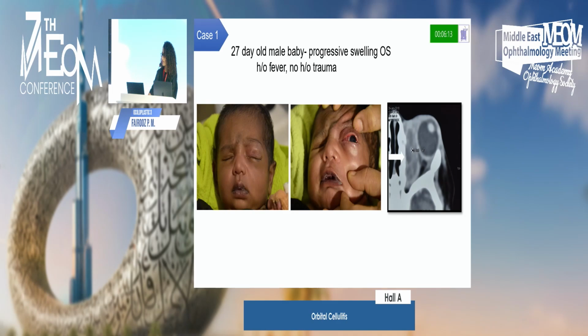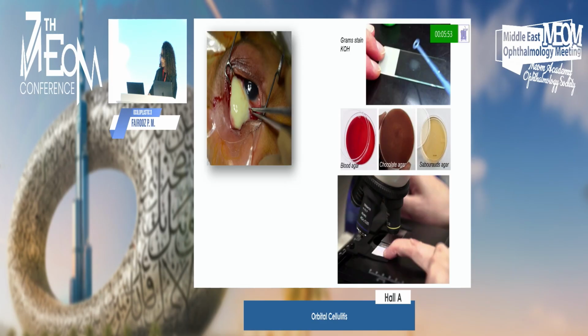This is a 27-day-old male baby, progressive swelling of the left eye, history of fever, no history of trauma. Now, what do you do? Of course, we go and do the imaging. As you can see in the imaging, in the medial aspect of the orbit, you can see an abscess. Now, the question is whether you observe, do conservative management, or you drain it. Well, I decided to go and drain it.